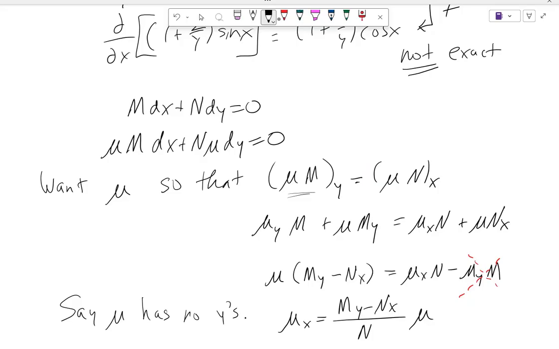When I take the partial of m with respect to y, subtract the partial of n with respect to x, and divide by n, it has no x's. If that happens, then I can solve it. Or vice versa. If I assume there weren't any x's and it only had y's, if you flip this around and divide by the m, you have no x's, and you only have y's. Okay? So let's go back to the problem we were trying to solve and see what we have.